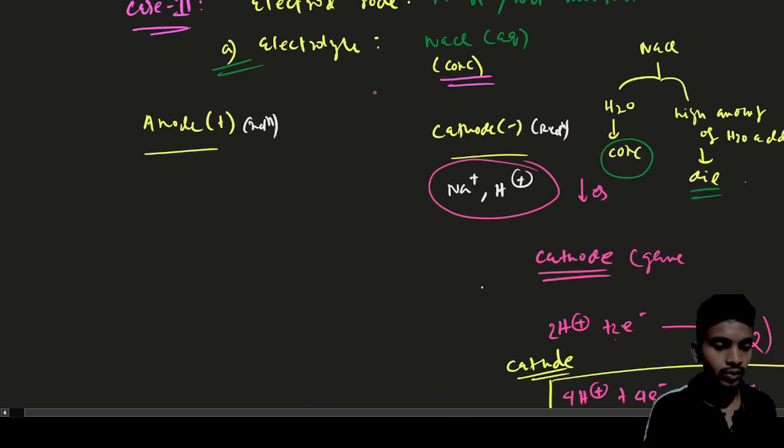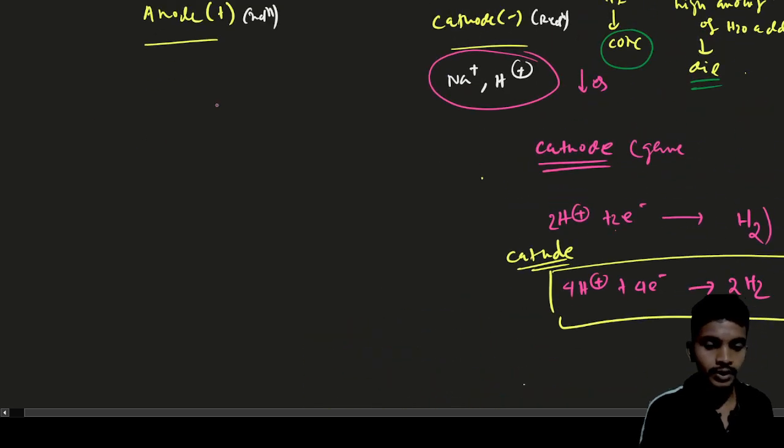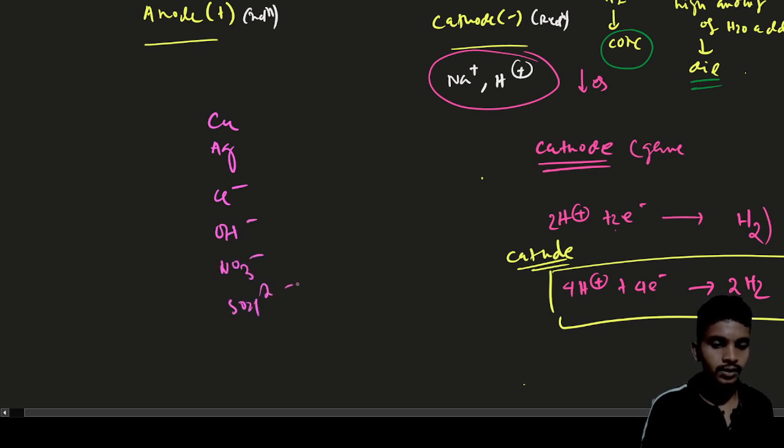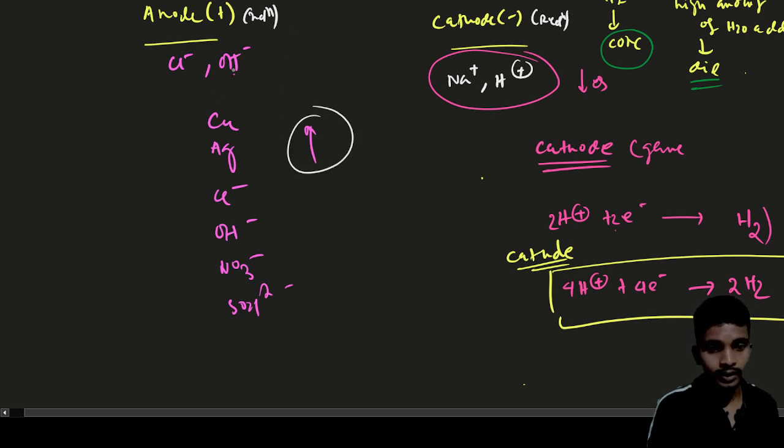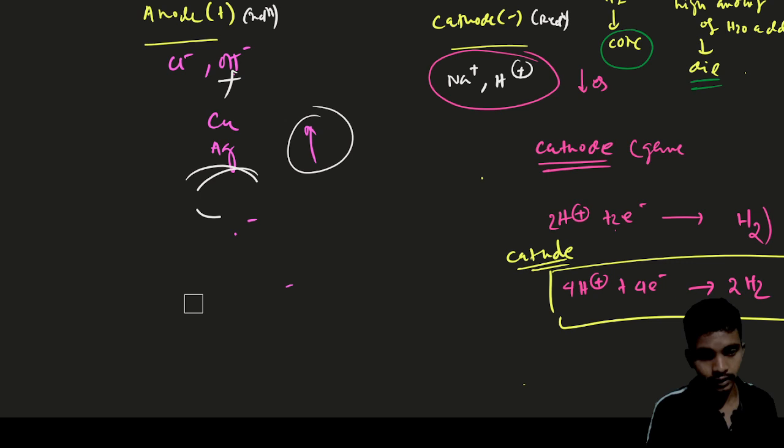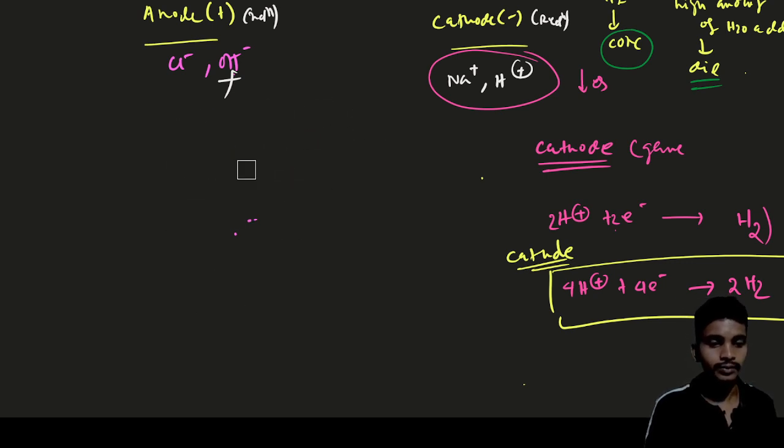So anode oxidation. The SRP series says copper, Ag, Cl minus, OH minus, NO3 minus, SO4 2 minus. In this series, for the anode, the one above will dominate. Cl minus and OH minus have come, and this is concentrated, so not excess. The one above, which is Cl minus, will go, not OH minus. If it were dilute, then OH minus would go.